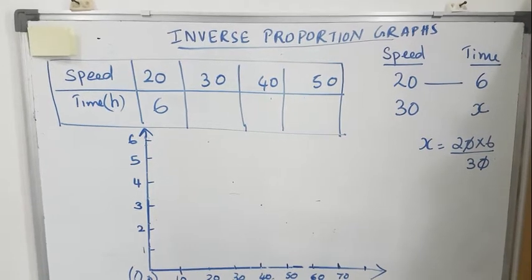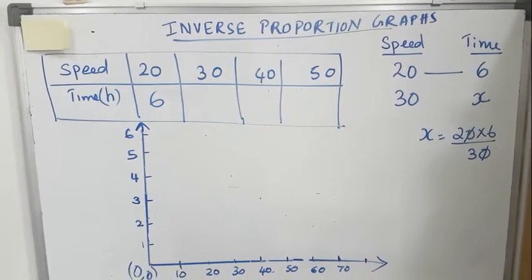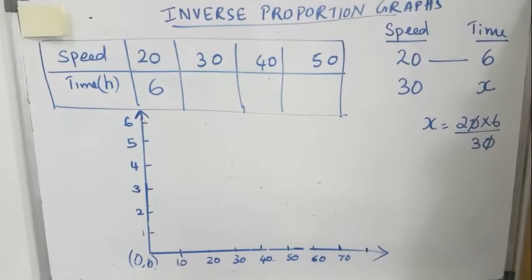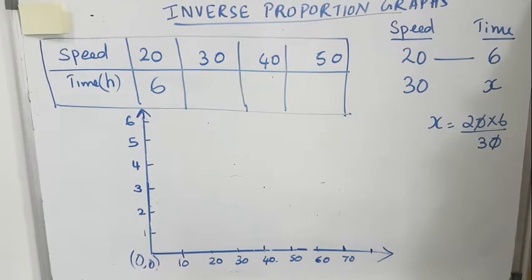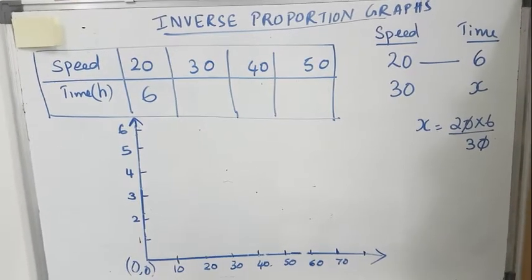Today we are going to see how the inverse proportion graphs will be. We have already seen the graphs of direct proportion, which are straight lines passing through the origin. So will it be the same for inverse proportion also?